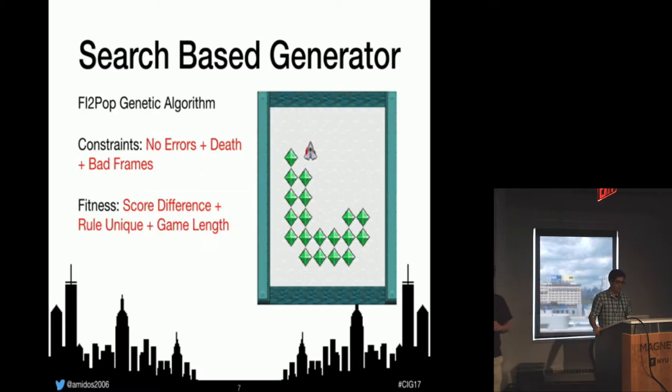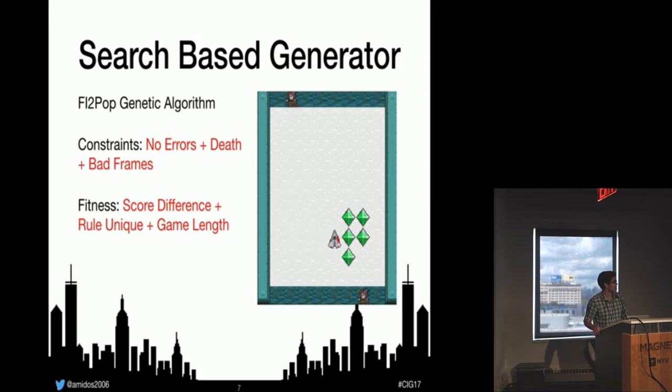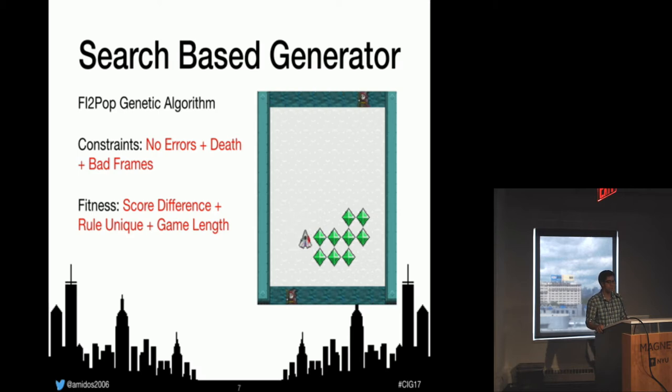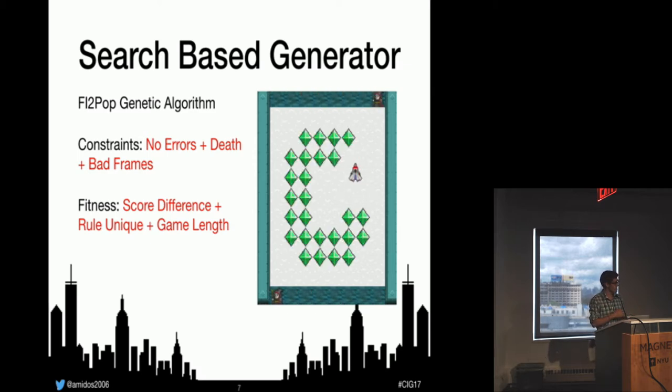So I did the search-based generator. We decided to make this with a FI2POP genetic algorithm, because in the competition there's a time limit. In order to evolve more effectively, we decided to split the population into two subpopulations. FI2POP stands for feasible and infeasible. One of the populations is infeasible: these games are completely broken, and their goal is to try to get into the feasible population. The goal of the feasible population is to have the highest fitness, in classic evolutionary style.